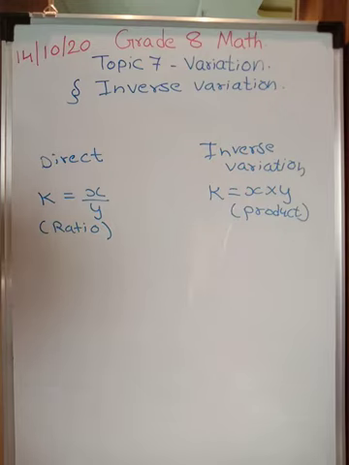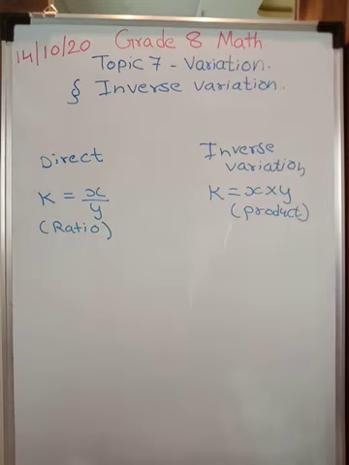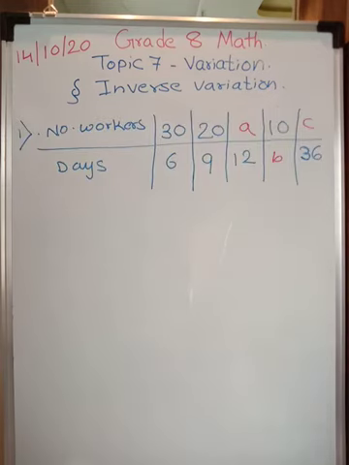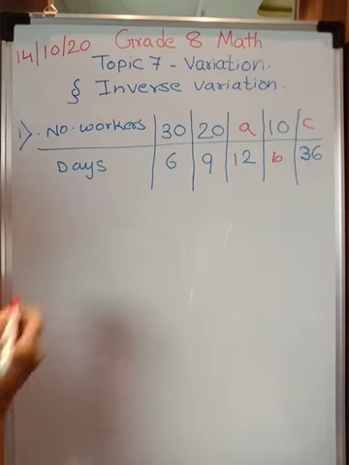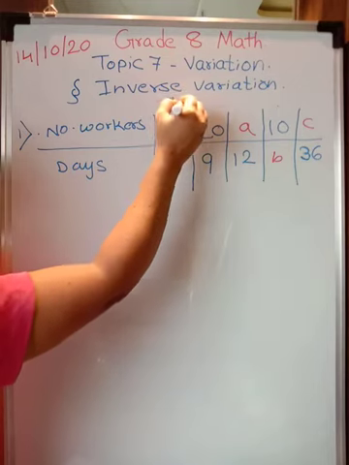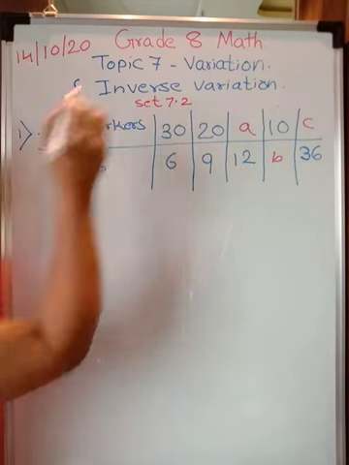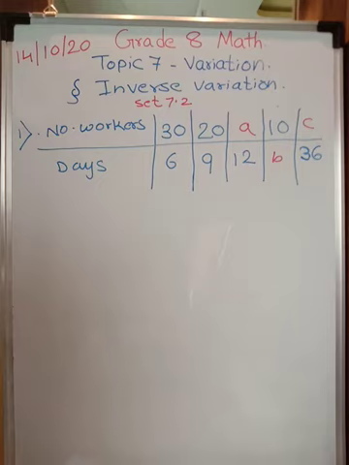Alright. Now, let's go for set 7.2. This is your first problem from set 7.2. The question is that the information about the number of workers and the number of days to complete a work is given in the following table. Complete the table. Now they have not mentioned whether it is inverse proportion or direct variation. So you have to use your common sense and first find out what the variation is.